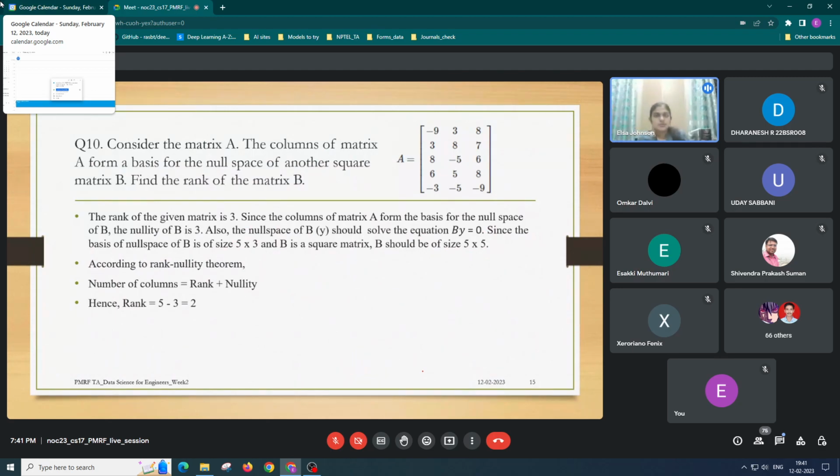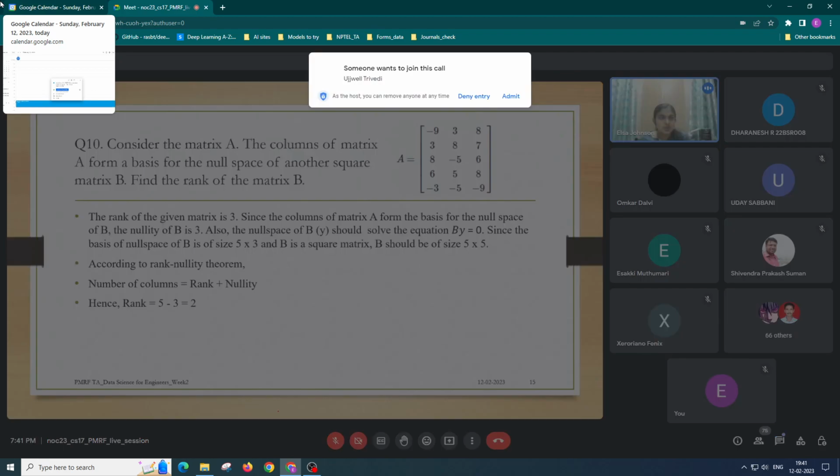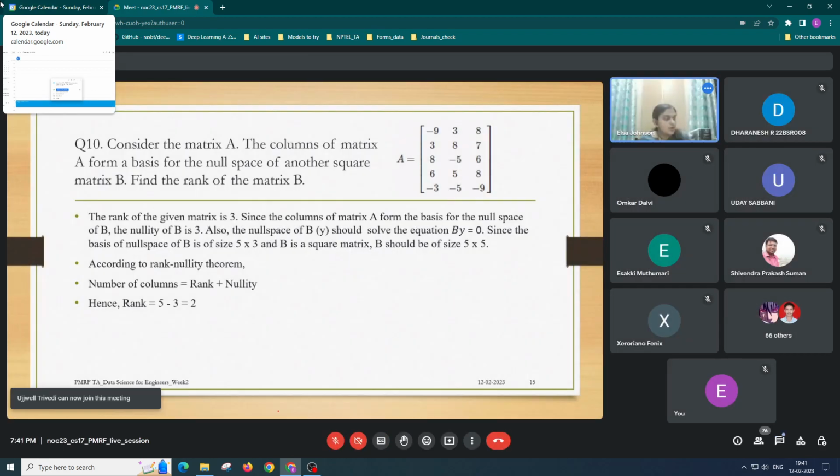So consider the matrix A. You can see here the basis. The columns of matrix A form the basis for the null space of another square matrix B. Find the rank of the matrix B. Okay, so you are given this.